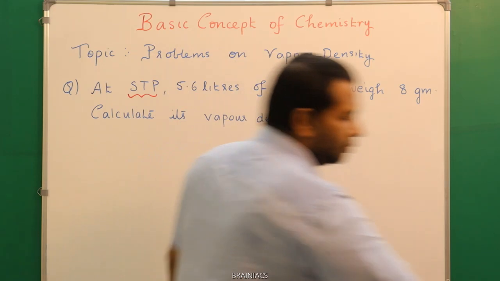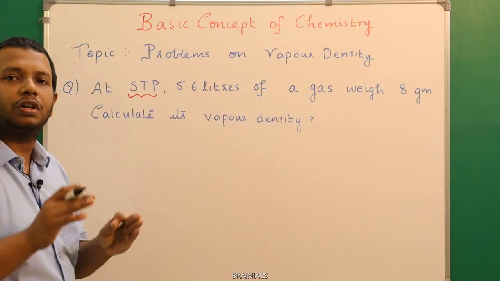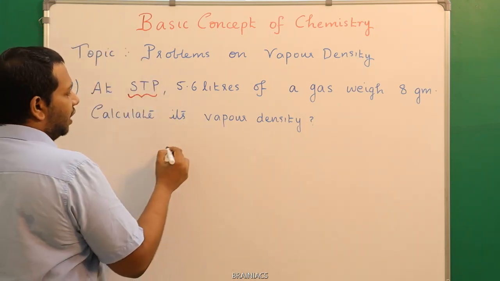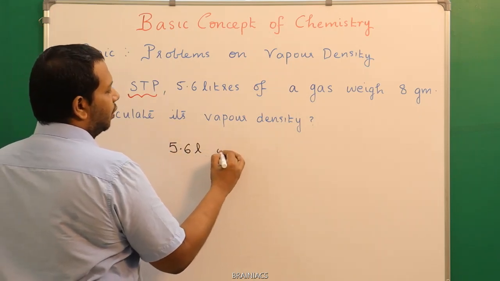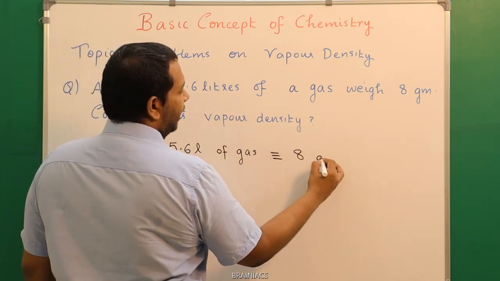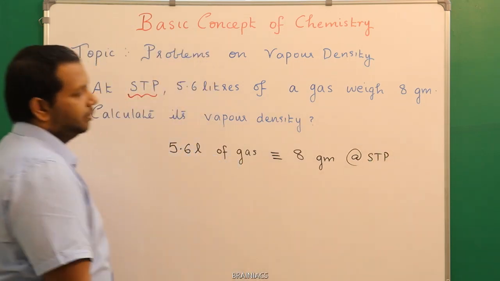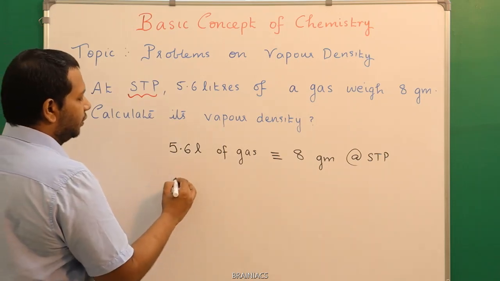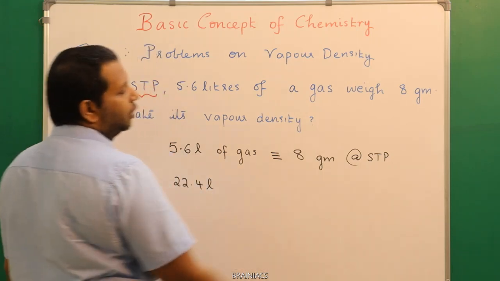So what can be done here? We know that at STP 22.4 liters of a gas weigh its molecular weight. So from that we will start. The clue given here is 5.6 liters of gas has a mass of 8 gram at STP. This is very important, at STP. Now, how to convert this into 22.4 liter? Why am I converting this into 22.4 liter? Because that will give me the molecular weight.